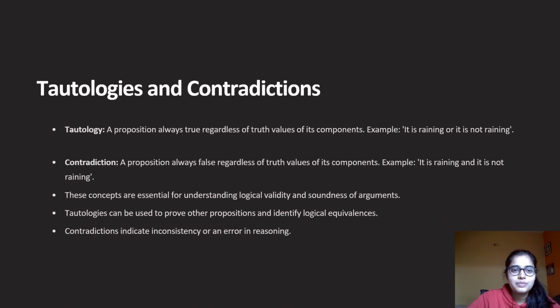Coming to the next topic, that is tautologies and contradictions. Tautology: a proposition always true regardless of the truth values of its components. Example, it is raining or it is not raining. Contradiction: a proposition always false regardless of the truth values of its components. Example, it is raining and it is not raining.